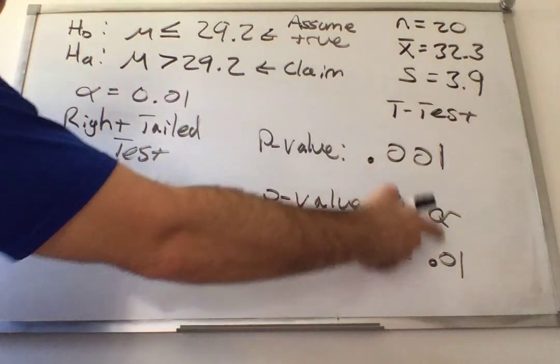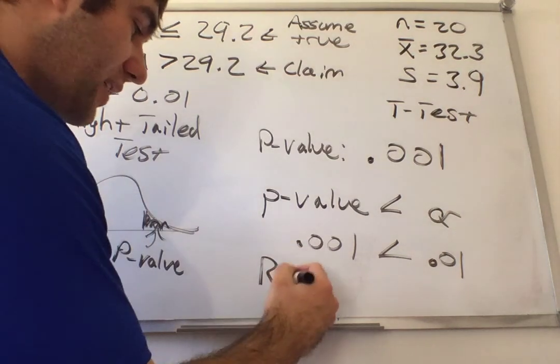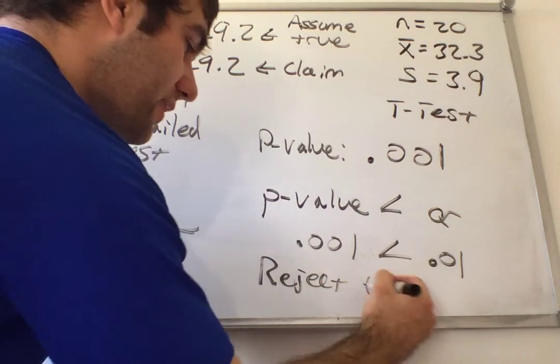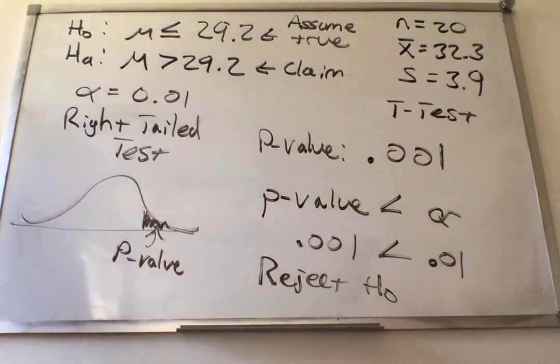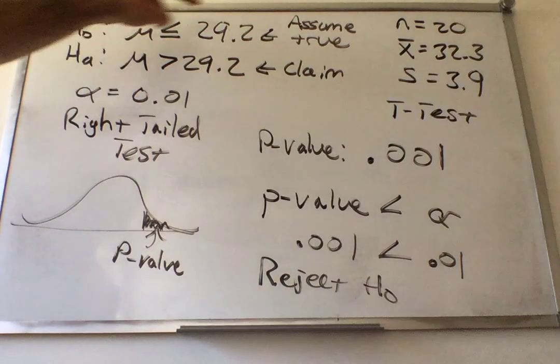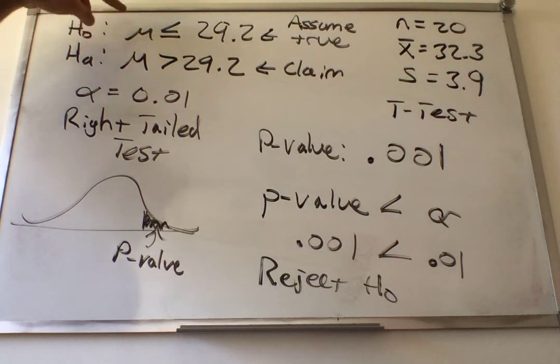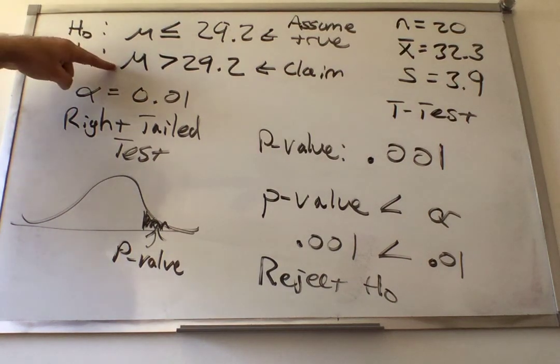The p-value is less than my alpha value. So if the p-value is less than my alpha value, that tells me I reject the null hypothesis. This is my decision that I make. I'm rejecting that this assumption is true. So, since I rejected the null hypothesis, and this one was my claim, I have evidence that my claim is true. And that's what we're going to write in the conclusion.